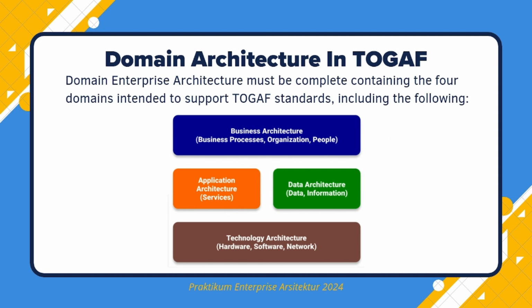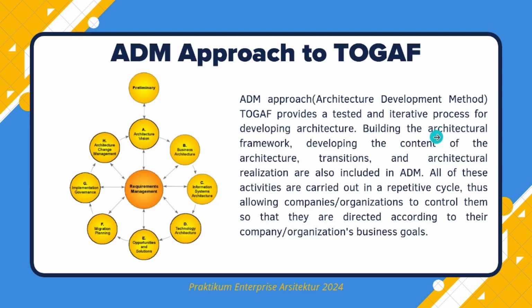About domain architecture, TOGAF has four domains intended to support the TOGAF standard. They are business architecture, application architecture, data architecture, and technology architecture. About the ADM approach to TOGAF, in the following figure, it is a phase of TOGAF that provides an iterative process for developing architecture.